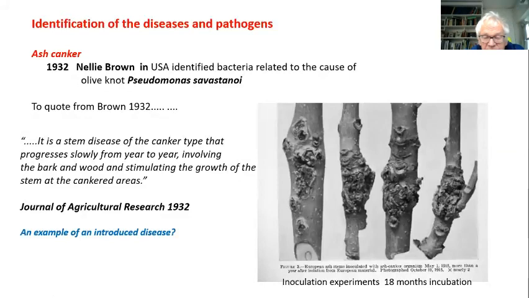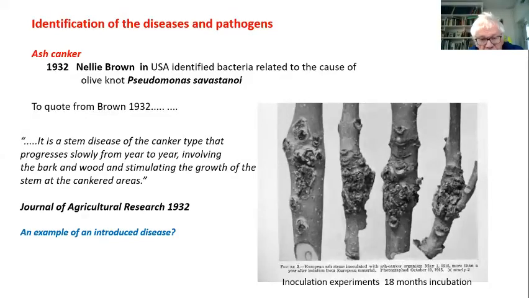So getting back to ash canker, what is it caused by? The cause of ash canker was identified by Nellie Brown working in the States back in 1932. There's an excellent paper by her about this. It's caused by Pseudomonas savastanoi pathovar fraxini, which is related to Pseudomonas savastanoi, the well-known olive knot pathogen. And it's very interesting because she describes finding this canker in European ash trees, trees which had been introduced from Europe. So maybe it's a good example, an early example of an introduced disease on planting stock.